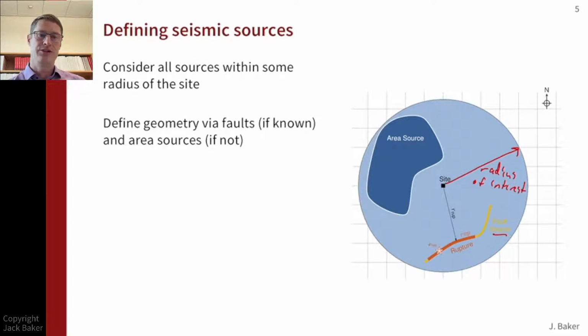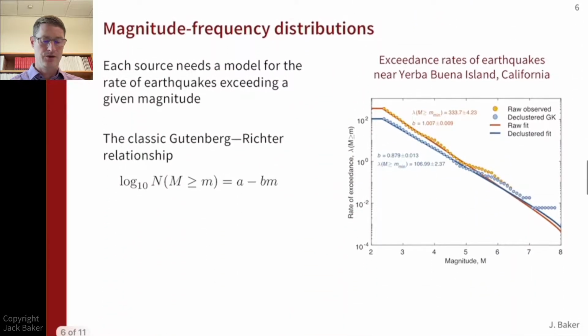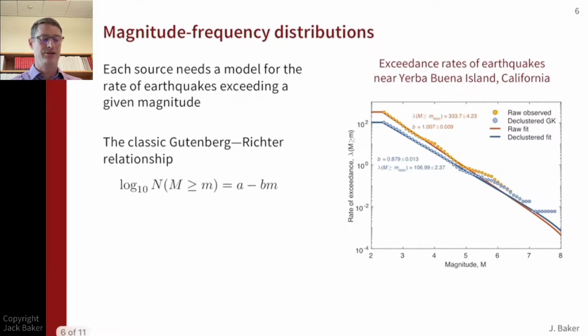All right, so we generally work with linear, planar fault sources, or areas or volumes for area sources. And then for each of those sources, we need to characterize the types of earthquakes that could occur on that source. What we need specifically is what we call a magnitude frequency distribution, which tells us how often earthquakes of varying magnitudes happen. So for a given magnitude, what's the frequency of earthquakes we could expect to see there.